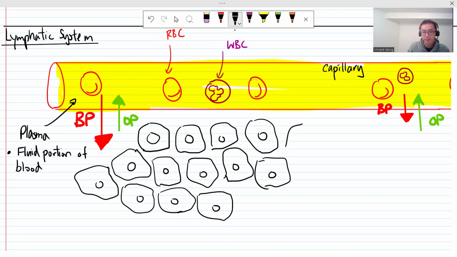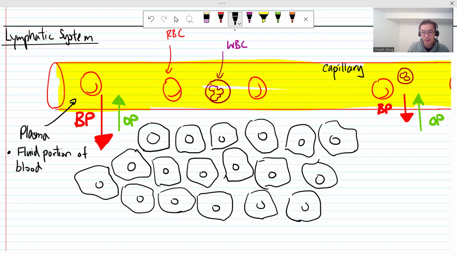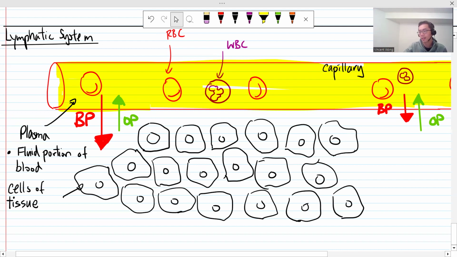I know it's tedious, but just draw it. There we go. So these are cells of tissue. I'm going to give you an extra minute to catch up with the drawing.